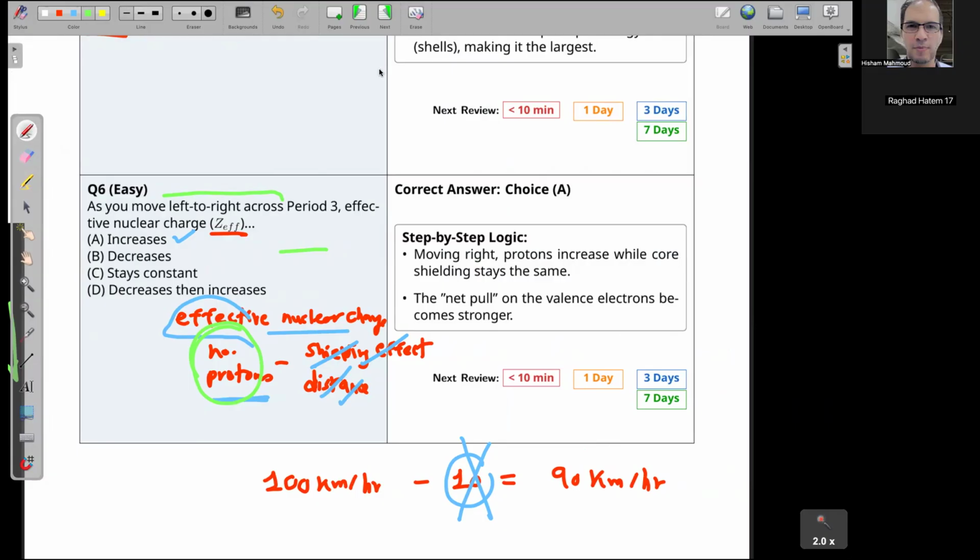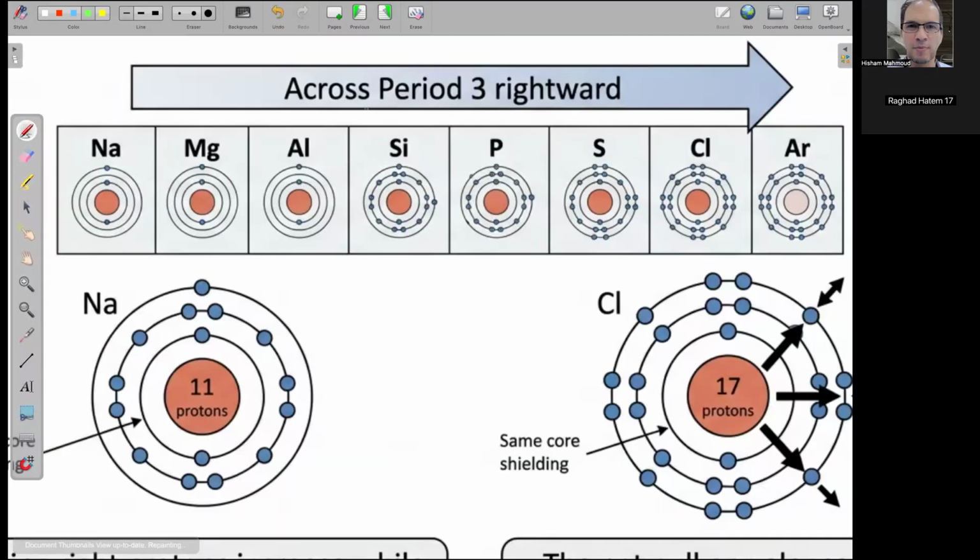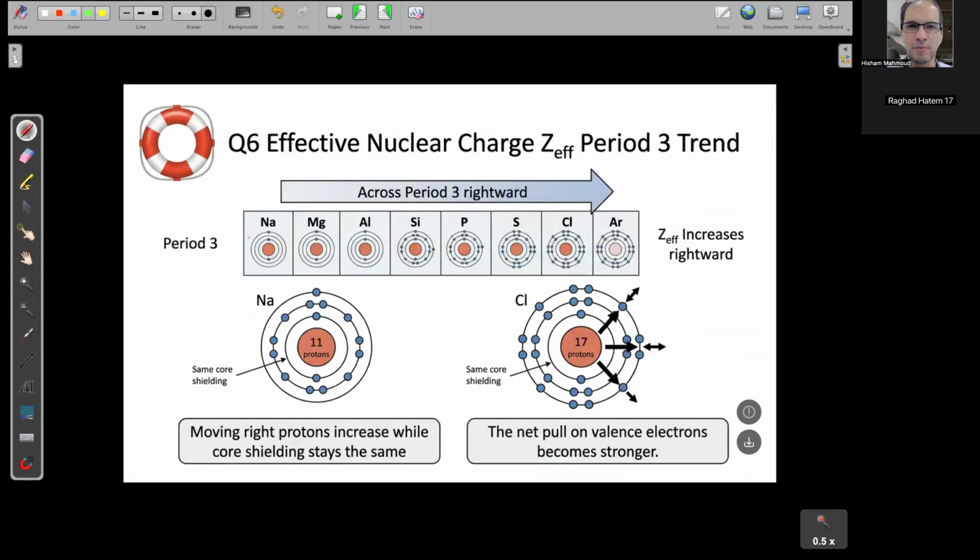Is it fine? Let's go for the next question. That was question number 6, and I have a small drawing to represent it also. This is number 6. As I move across the period from left to right, the Zeff, the net effective nuclear charge, increases.